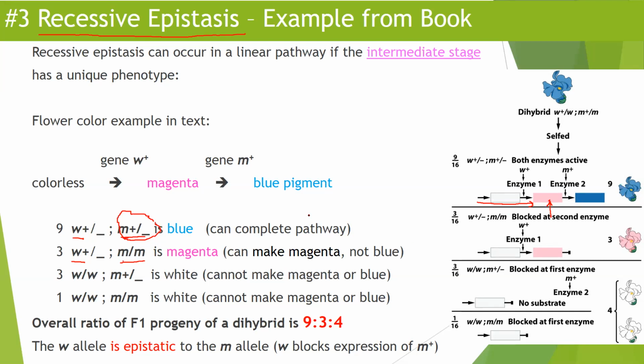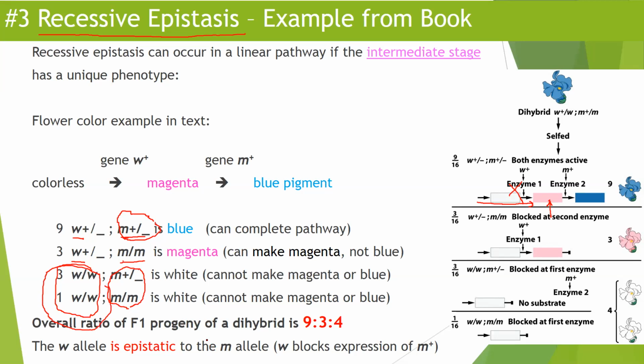So you're going to see a difference between the wild type M gene and the mutant M gene. However, if the first gene is mutant, so the first step of the pathway is blocked, you will not see any pink intermediate product in this pathway. So no matter what genotype the M gene is, it doesn't matter, because the first gene is a mutant one.